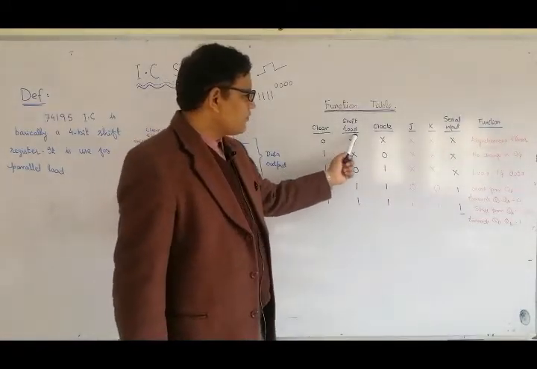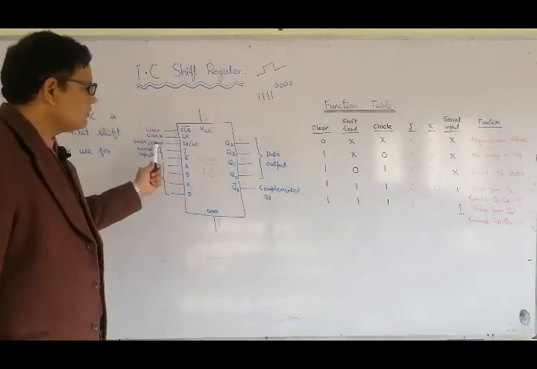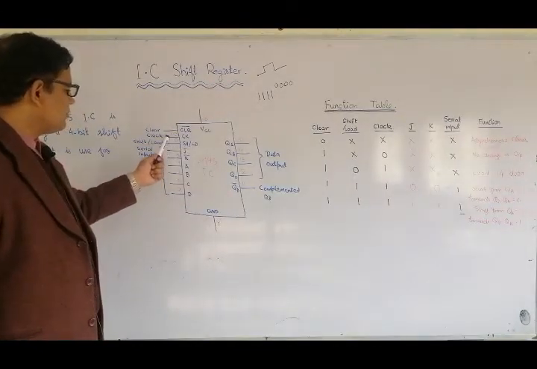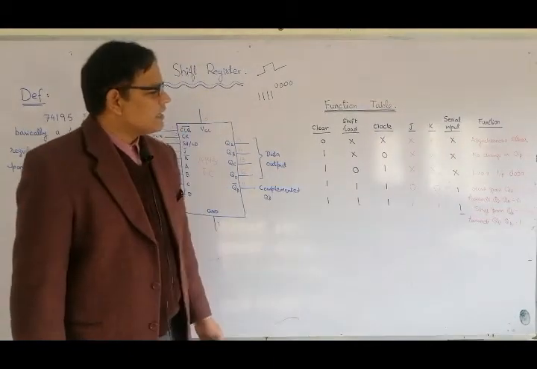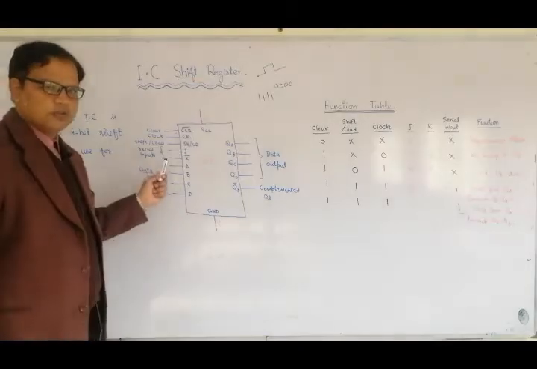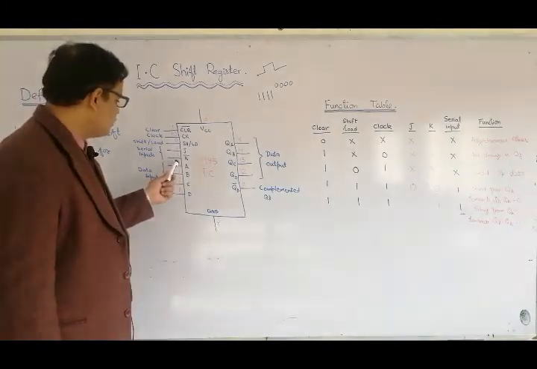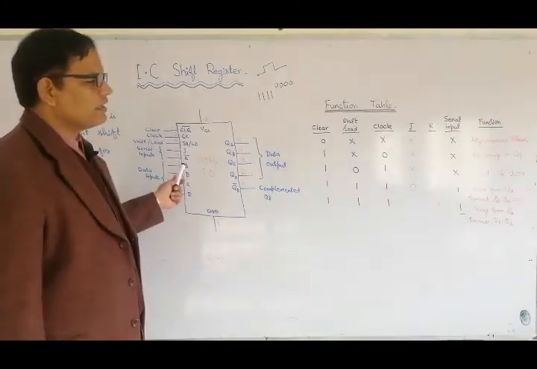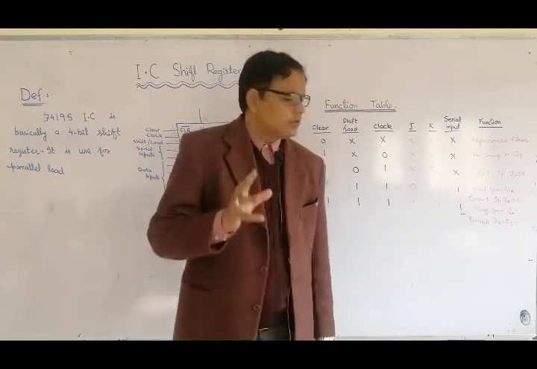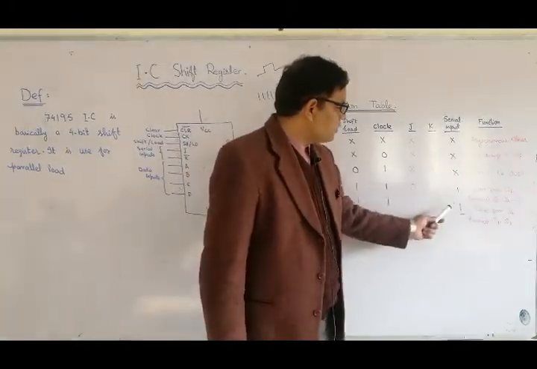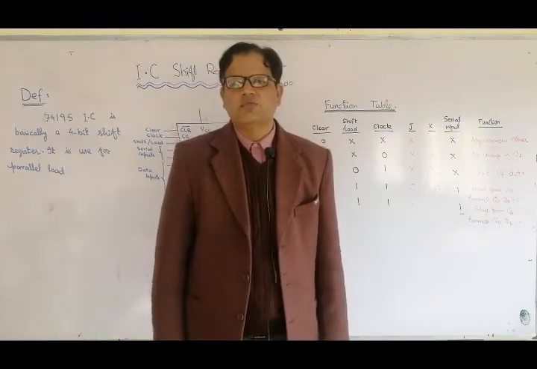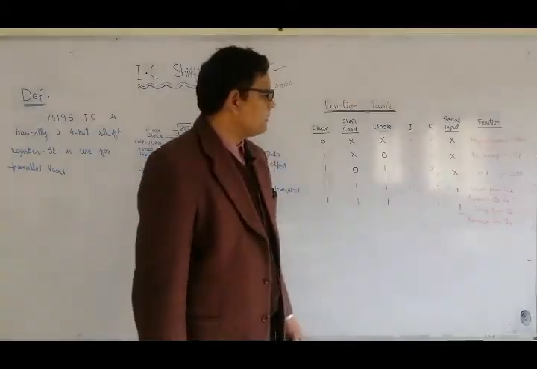First is clear, the second is shift/load. Shift/load comes from here, clear comes from pin number 1, and the clock comes from pin number 10. Then J and K are the serial inputs, pin numbers 2 and 3. They work like a JK flip-flop, which was a flip-flop working in toggle mode, as we discussed in the previous chapter. And the function is the result of the output that was taken in parallel.